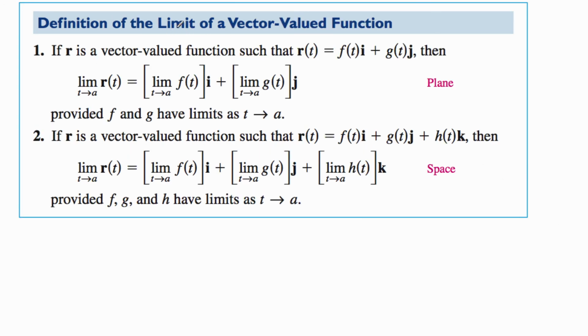Now when we talk about the limits of a vector valued function, if we're trying to take the limit of the entire vector, then we can take the limit as t approaches a of f and the limit as t approaches a of g. If both of these limits exist, then that is the limit of r.